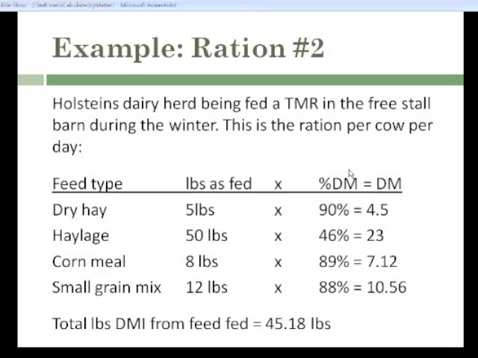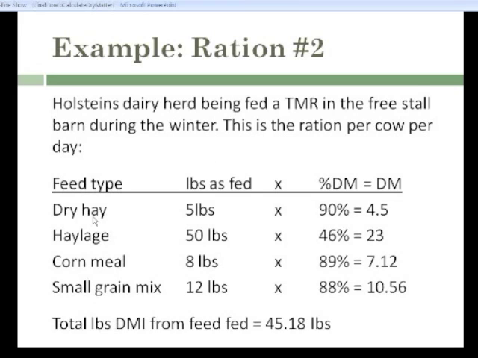So here's an example ration where we're going to do the conversion to convert it from an as-fed to a dry matter basis. This is a Holstein herd being fed a total mixed ration. They have a freestall system, and this is a winter ration, so they're not getting any dry matter from pasture during the non-grazing season here.